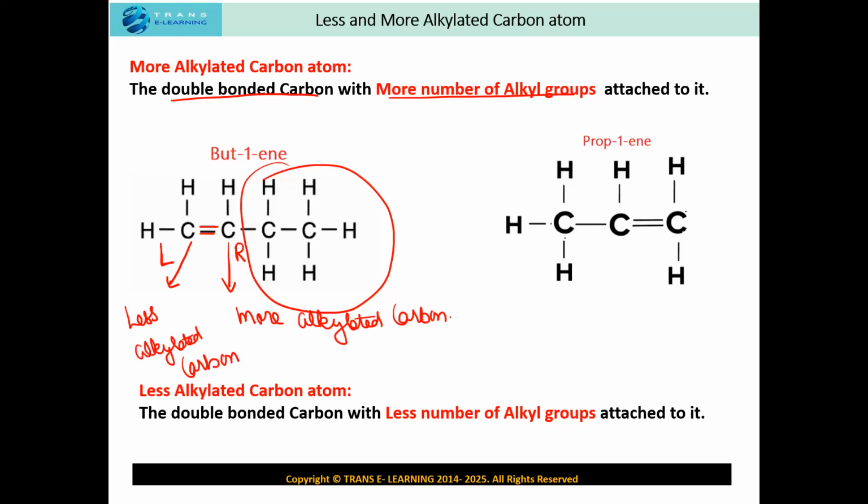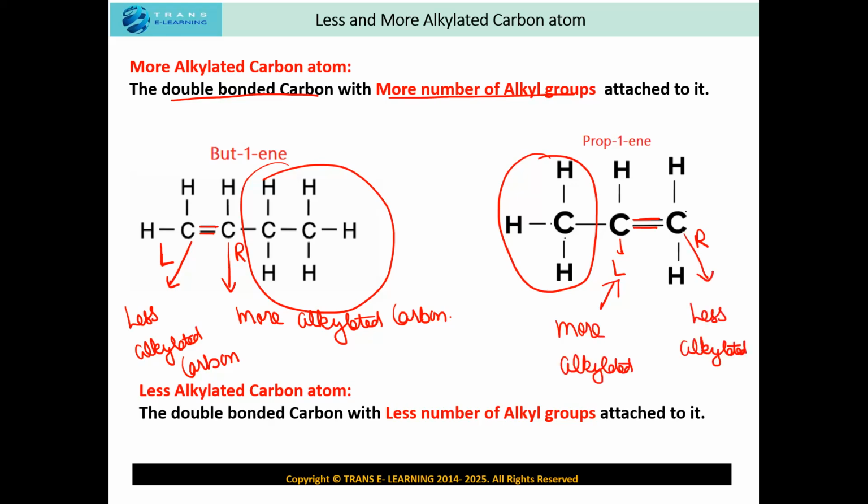Now, let us consider another example, prop-1-ene. So here, this is the double bond, and on the right hand side, we have one carbon atom with no alkyl groups attached to it. Whereas on the left hand side, you can see there is one alkyl group attached to it. So the carbon atom on the left hand side is more alkylated, and the one on the right hand side is the less alkylated. So now we know the basic terms, what is meant by more alkylated carbon atom and the less alkylated carbon atom.